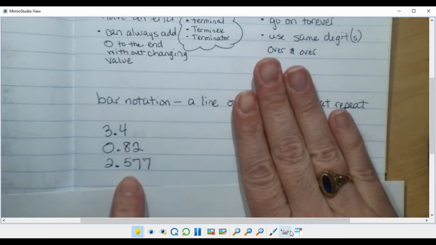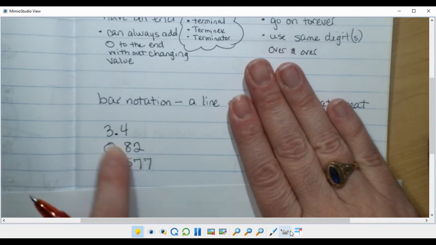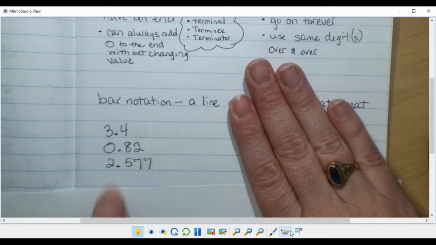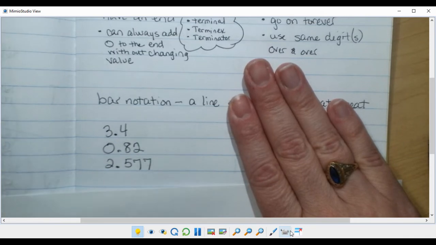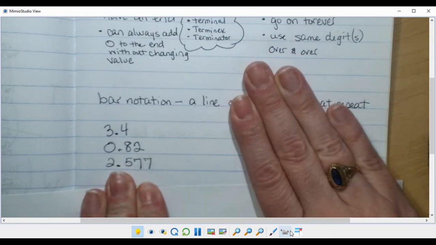Here are some terminating decimals. 3 and 4 tenths, 82 hundredths, 2 and 577 thousandths. Now you can see here, this does have a repeat, but it will not go on forever. There's no indication that this goes any further than this second 7. All right? I'm going to recycle these digits, and I want you to be clear that these are terminating and the ones over here are repeating.